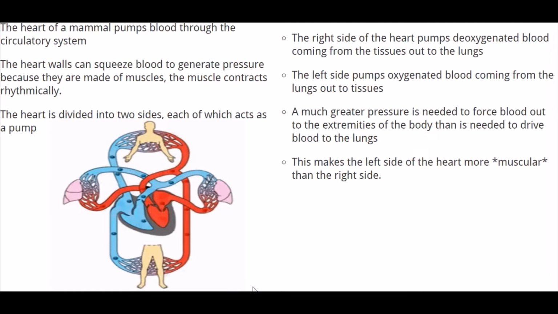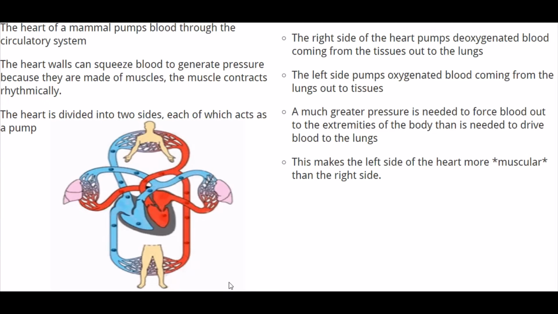The heart of a mammal pumps blood through the circulatory system. The heart walls can squeeze blood to generate pressure because they are made of muscles. The muscle contracts rhythmically. The heart is divided into two sides, each of which has a pump.